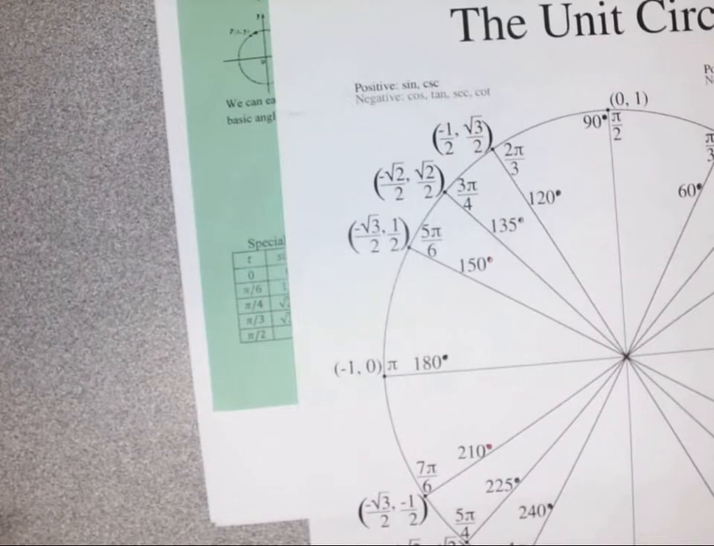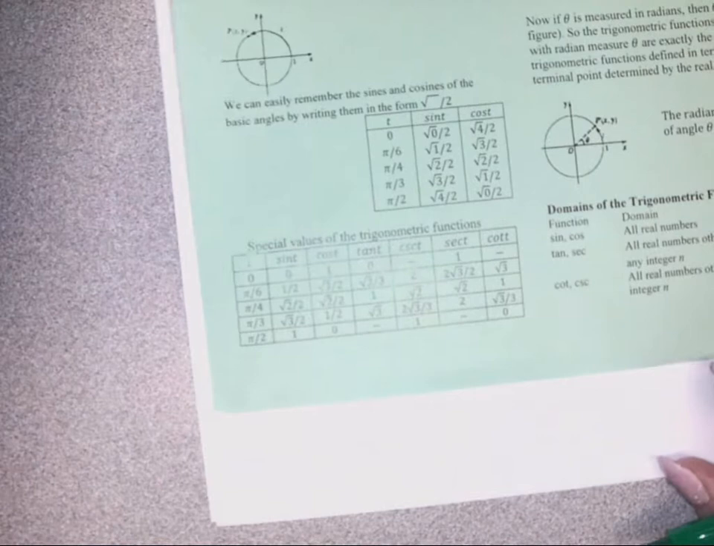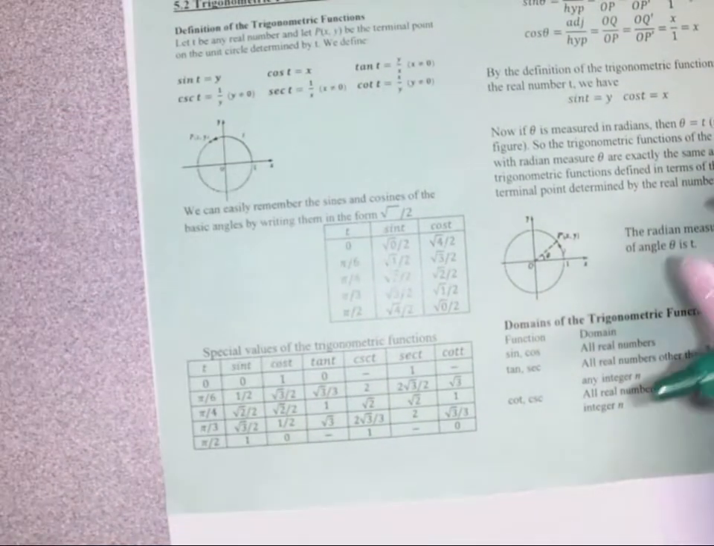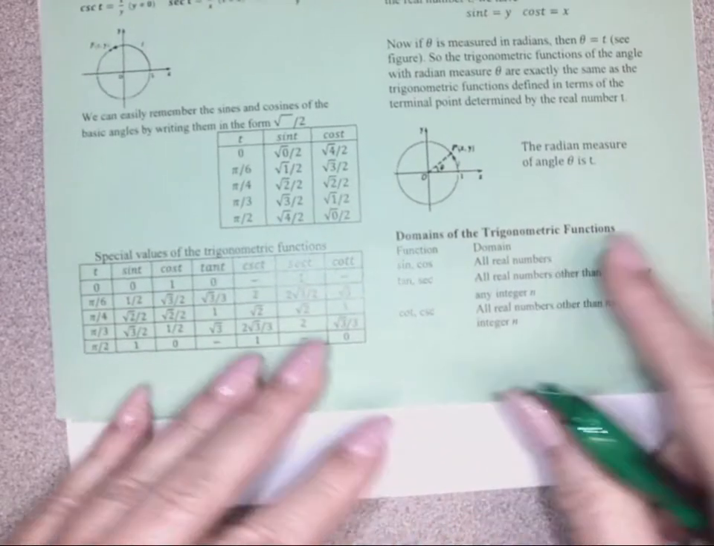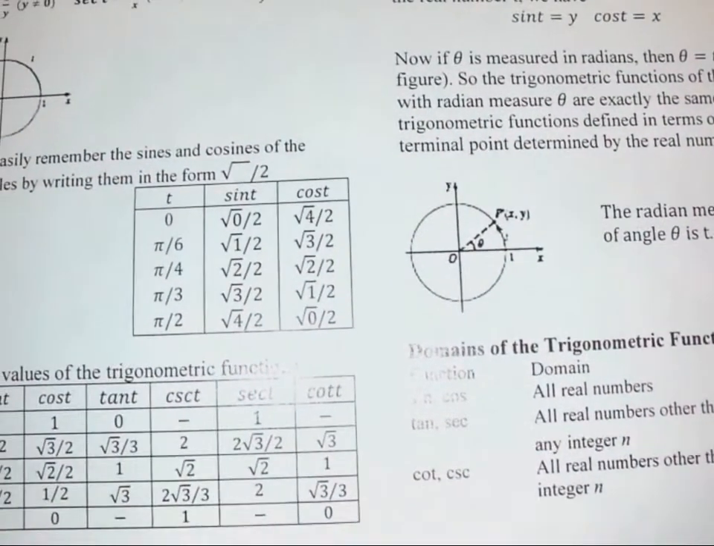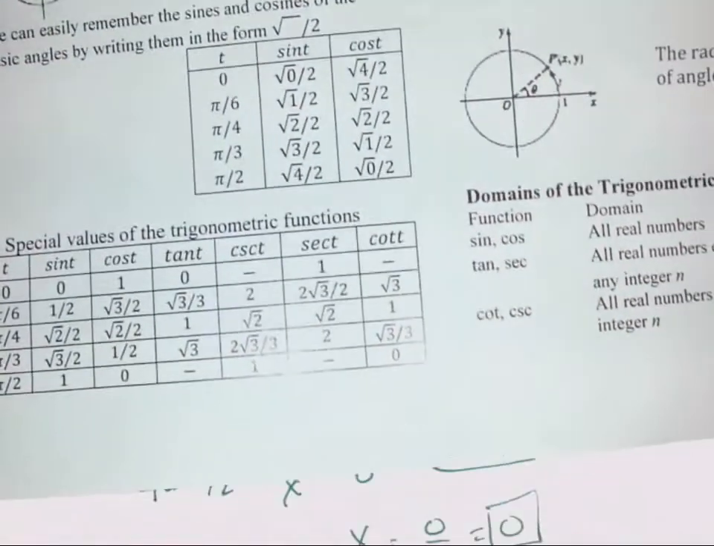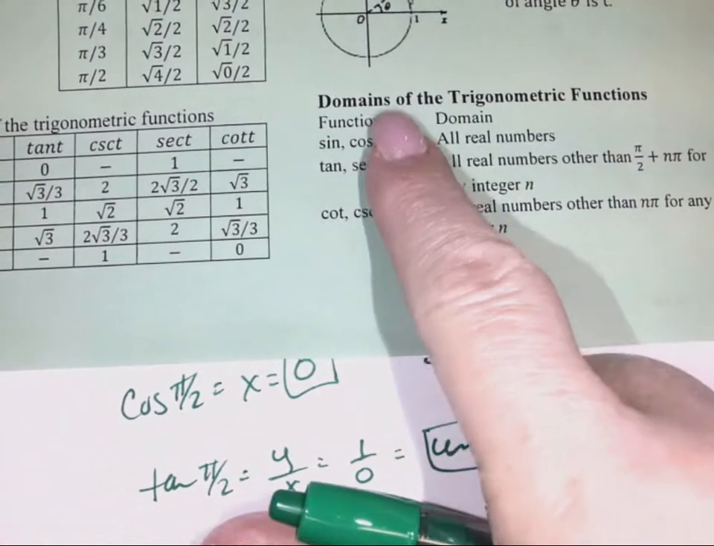All righty. Let's see what else we've got going on here. So we've got the domains here, the domains of the trig functions. Understand that the light is not flowing well with the paper here.